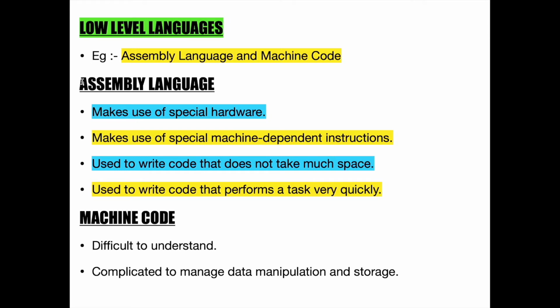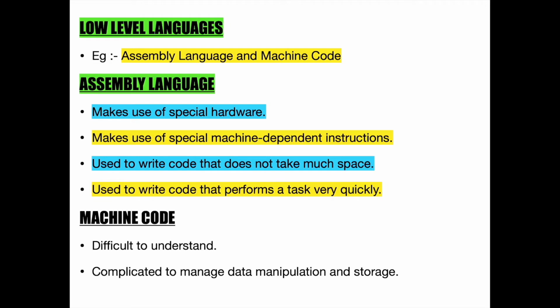The first type is the assembly language. An assembly language is a low-level programming language in which there is a very strong correspondence between the instructions in the language and the architecture's machine code instructions. These types of languages make use of special hardware and special machine-dependent instructions. Moreover, these types of languages are used to write code that does not take much space and performs a task very quickly. Well, this is a general understanding about this type of language.